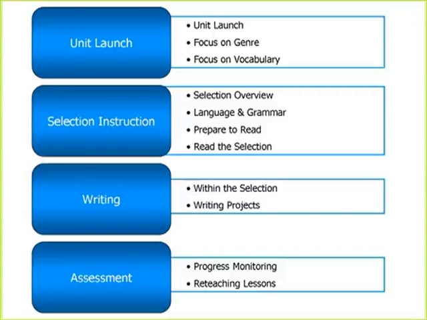In this session, we will be taking a thorough look at the instruction in Insight Levels C through E. We'll begin with the unit launch, focus on genre and focus on vocabulary lessons, which set the stage for learning. Next, we'll take a detailed look at the reading selection instruction, including the selection overview, language and grammar, and prepared to read lessons. Then we will focus on the comprehensive writing projects that are directly linked to the reading and to the genre. And finally, we will take an in-depth look at the assessment tools Insight offers for progress monitoring and reteaching.